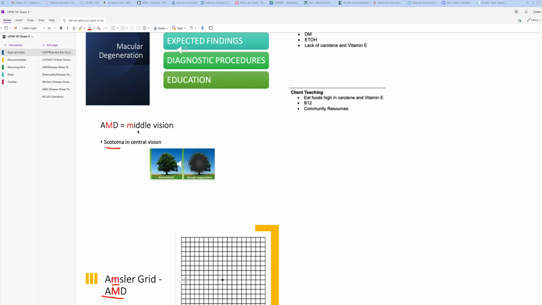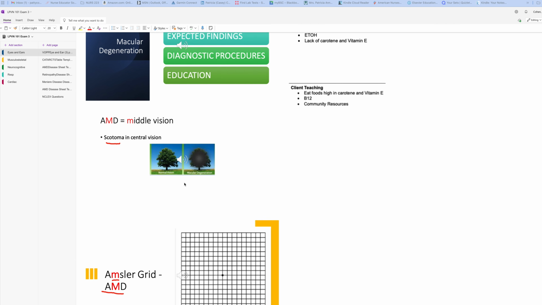AMD, age-related macular degeneration, results in a loss of middle vision, okay? So a blind spot in the middle of their vision. So a blind spot in their central vision. And that is called a scotoma. Anytime somebody has a blind spot, it's called a scotoma. And you may also see scotomas in multiple sclerosis, okay? But we're talking about AMD, so you're going to have a blind spot in the middle vision.